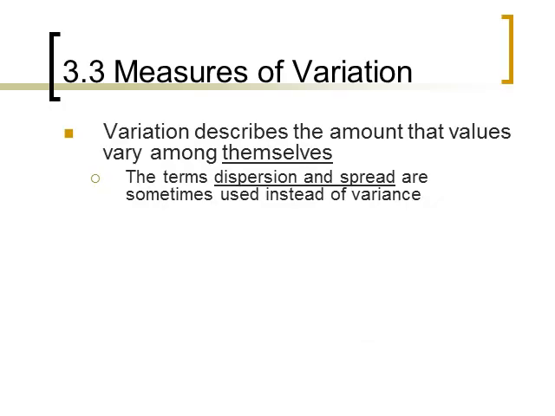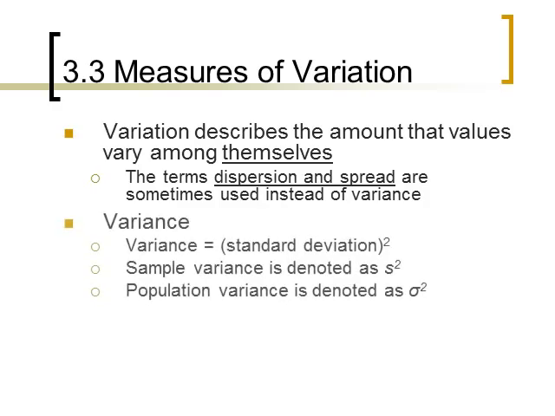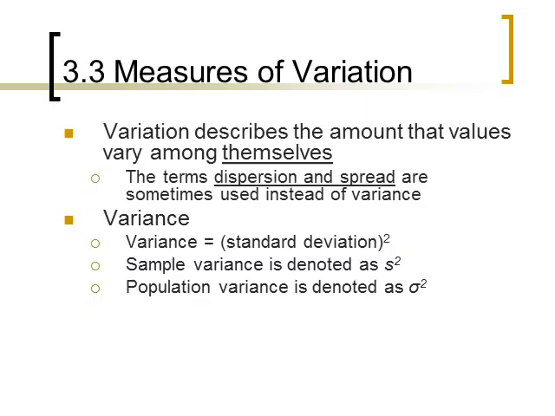Variation describes the amount that values vary among themselves, and a lot of textbooks use different terminology. Some textbooks call this dispersion, some say spread. All of this is referring to variance from the mean. So variance is a calculation that you'll need to know how to do for the homework and the test, and it's a very simple thing to do.